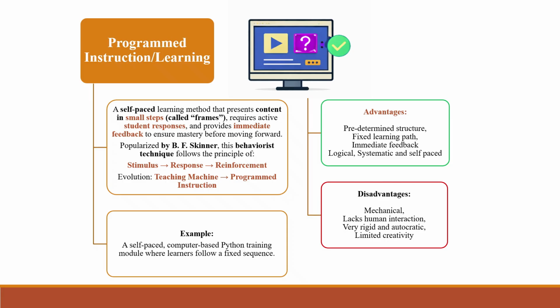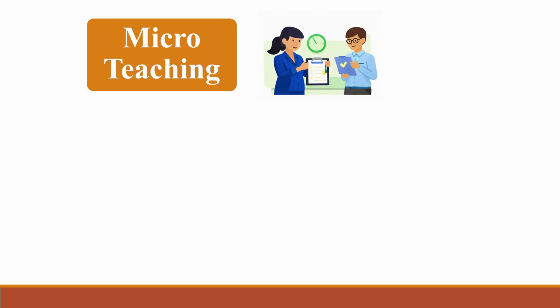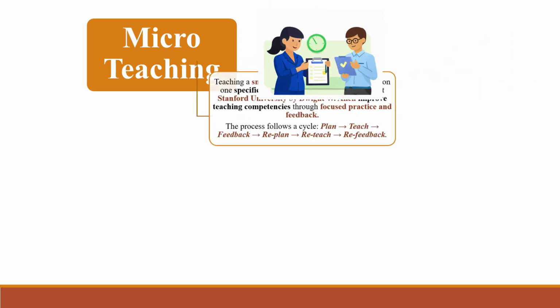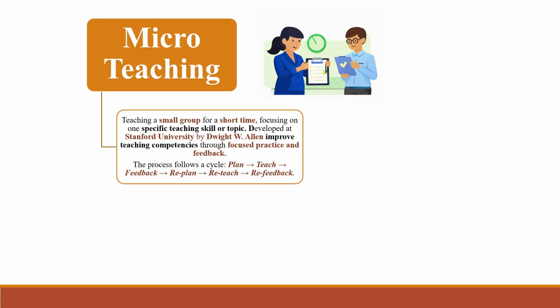Now the last method under teacher-centered methods is micro-teaching. Micro-teaching actually began as a teacher training technique. It was developed at Stanford University by Dwight W. Allen in the 1960s. Here, a trainee teacher teaches a very small group, usually about 5 to 10 students, for a short period of time, maybe 5 to 10 minutes, and the focus is not on completing a big topic.